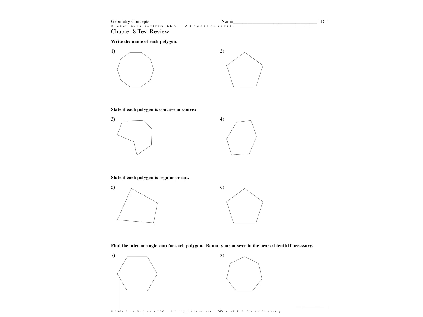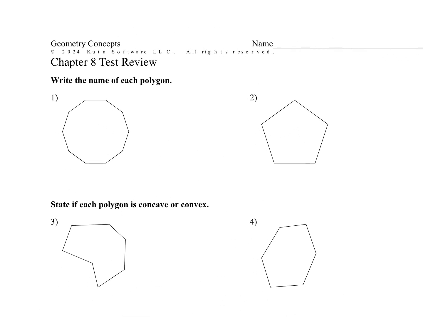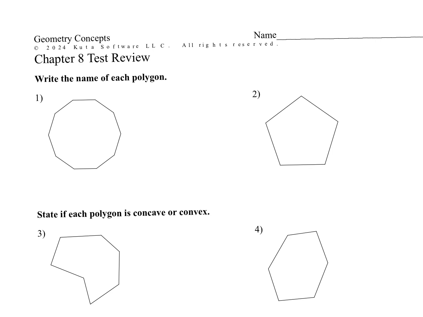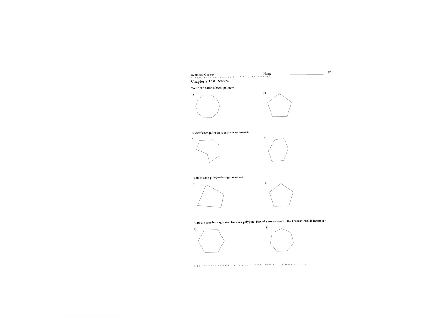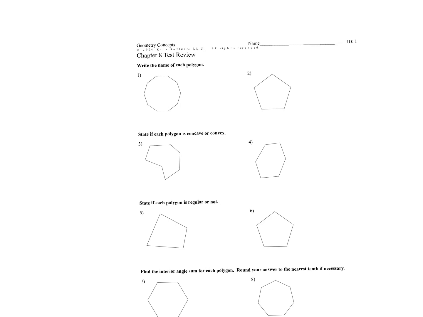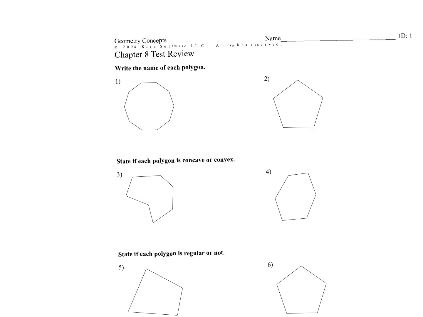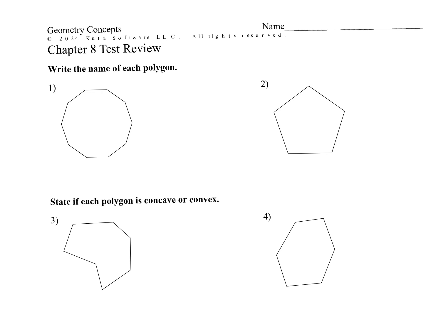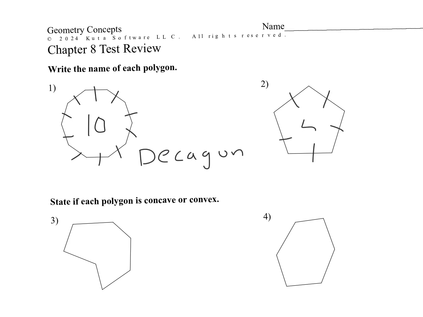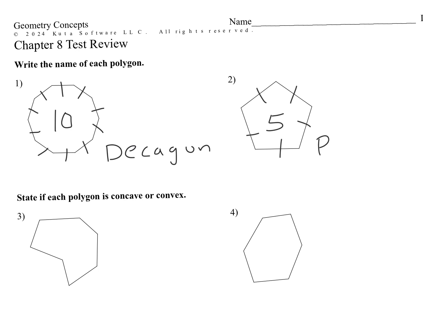So, before we get to formulas, we got to remember this stuff up here. How do you name a polygon? What do you look at? Number of sides. What's the only thing we can get from that shape? Sides. Okay, so count the number of sides. 1, 2, 3, 4, 5, 6, 7, 8, 9, 10. What's the name of a 10-sided shape? It is a decagon. And then that one has 5, that's a pentagon.